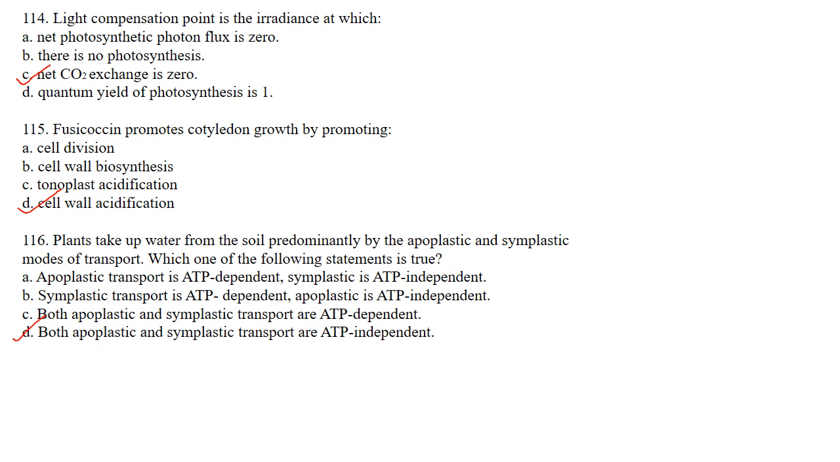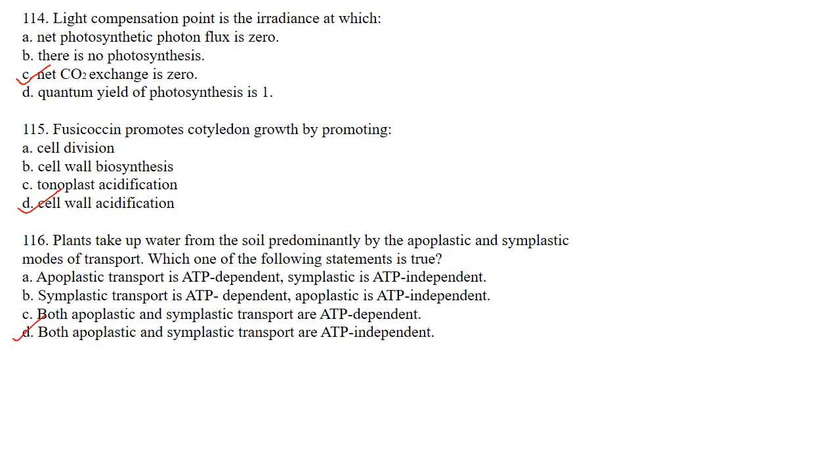Then next one. Plants take up water from the soil predominantly by apoplastic and symplastic mode of transport. Which one of the following statements is true? Now apoplast and symplast are the two routes by which the water travels from root hair cells to the xylem of the root. In the apoplastic route, water moves through the cell walls and the intercellular spaces of the root cortex. In symplastic route, water moves through the protoplast or cytoplasm of the root cortex.